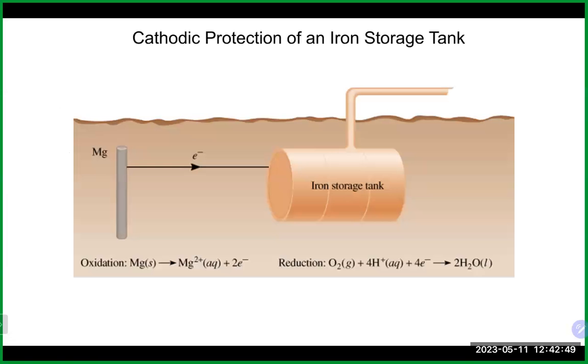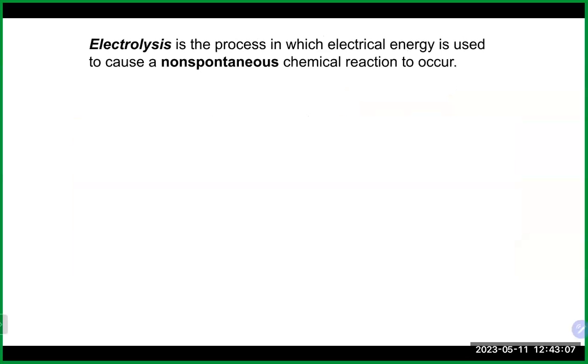Titanium in ship's hulls is sometimes used for that. So this is the idea. Again, magnesium is where all the oxidation is going to occur. The tank would then become more like the cathode in this reaction, thus protecting it, so you don't have to dig up the ground as much. Any questions on corrosion? You just need to know what corrosion is and a couple of ways to prevent it.